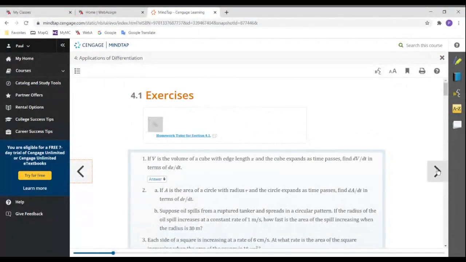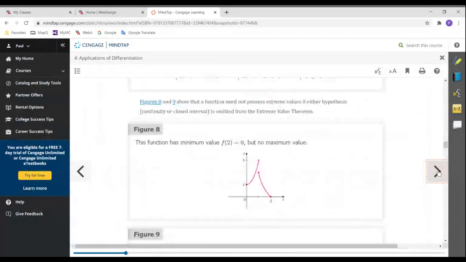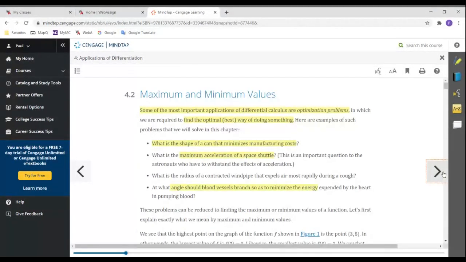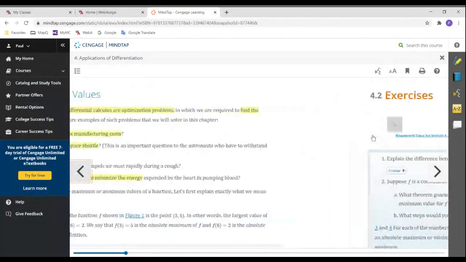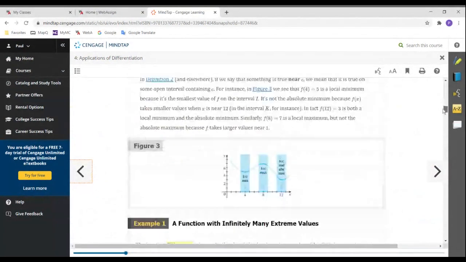Whoops, hold on. I don't know how that happened. Wait, where'd my thing go? Hold on. All right, hold on, class. I'll get it back. Don't worry.